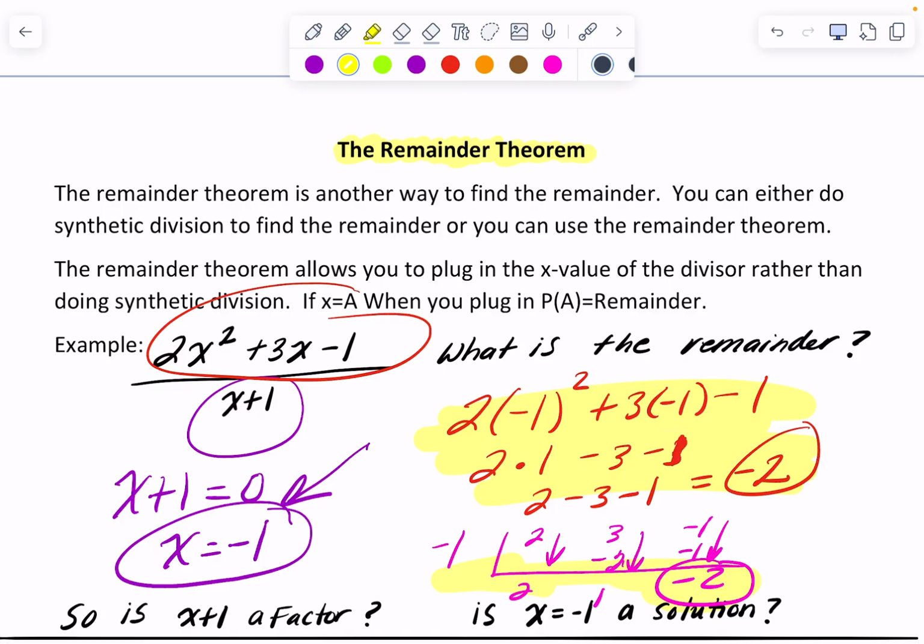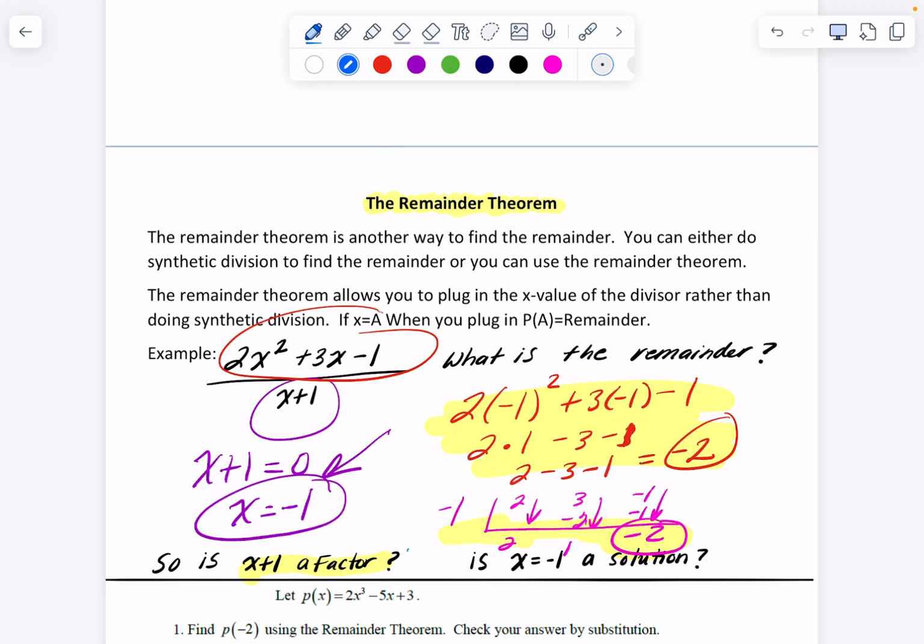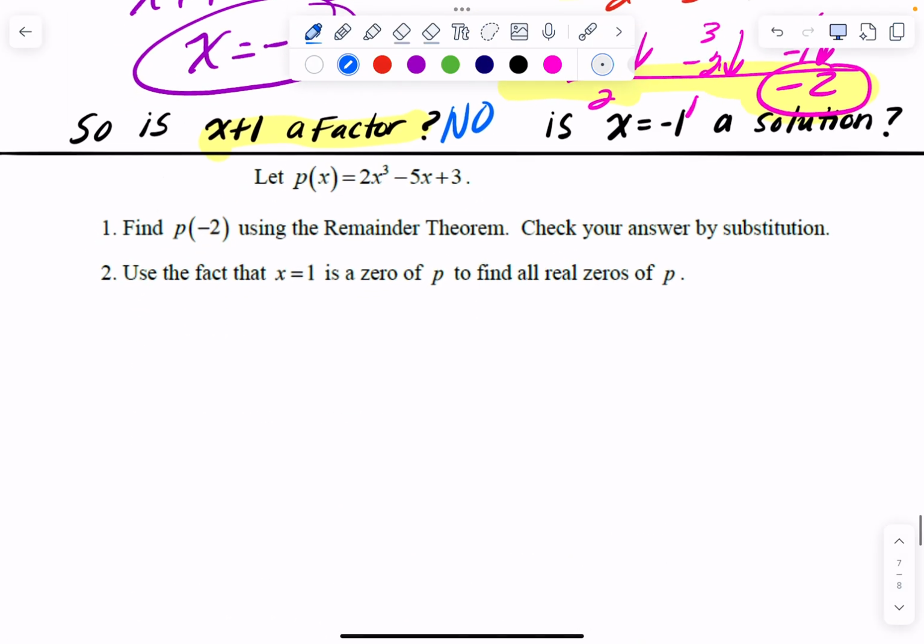Okay, so it says, is this a factor? No, the remainder is not 0. Will there be a question that says, like, yes. So look at this problem. And this is my last problem of the day. See, look, this is how they word it.